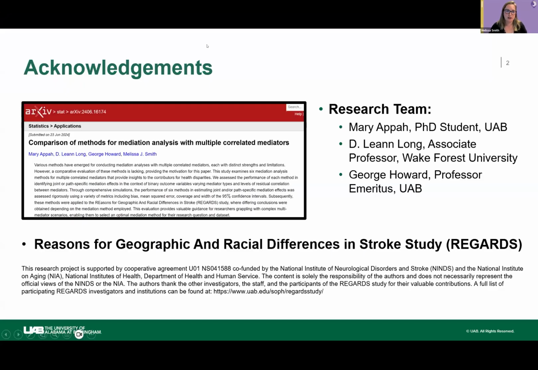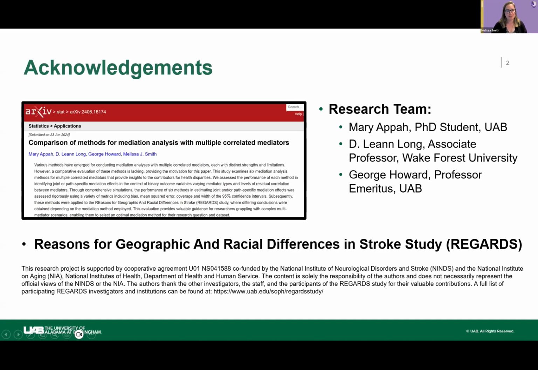So first, I'd like to acknowledge the research team. Without all of these team members, it would not have been possible. Mary Appa is a PhD student in biostatistics and led this study. And then the study was also done in collaboration with Leanne Long, who we already heard from in this session, and George Howard. I also wanted to acknowledge the Reasons for Geographic and Racial Differences in Stroke study.